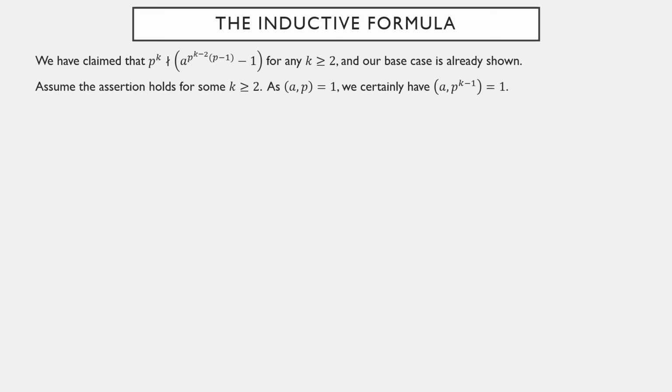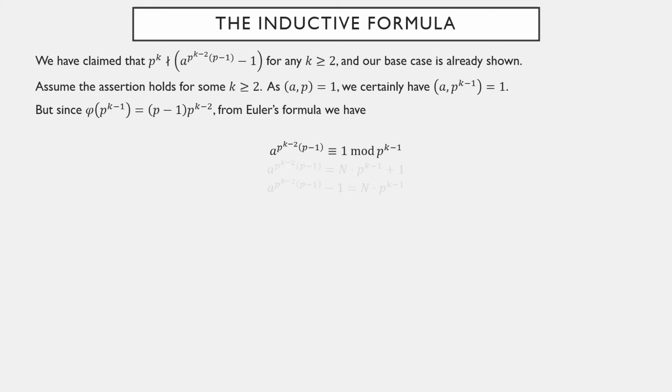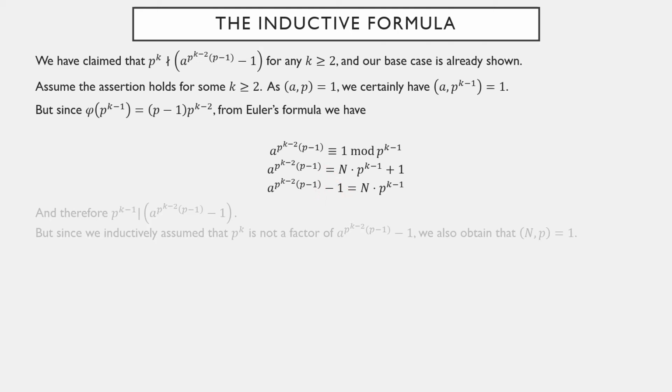Now a, remember, was a primitive root modulo p. It's got to be relatively prime to p and therefore relatively prime to powers of p. Now phi of p^(k-1) is just (p minus 1) times p^(k-2). So a to that power will be equivalent to 1 modulo p^(k-1). Therefore, if it's equivalent to 1 modulo p^(k-1), it's a multiple of p^(k-1), plus 1, or I could subtract the 1 over to this side. So either one of these two things will do.